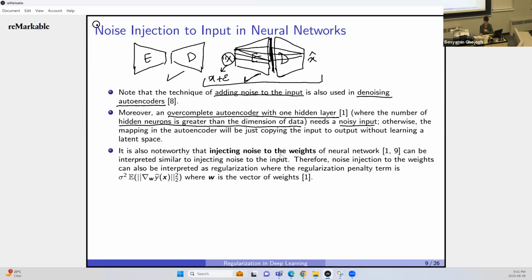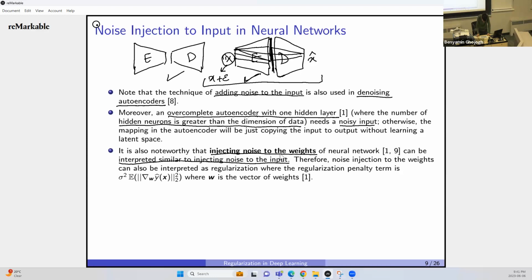This I explained already. It is also noteworthy that injecting noise to the weights of a neural network can be interpreted similarly to injecting noise to the input. It is possible to do that. So far what we talked about, we injected noise to the data, right? Now, let's not inject noise to the data. Let's inject noise to the weights of the neural network. This is also a regularization technique. Okay, noise injection to the weights.